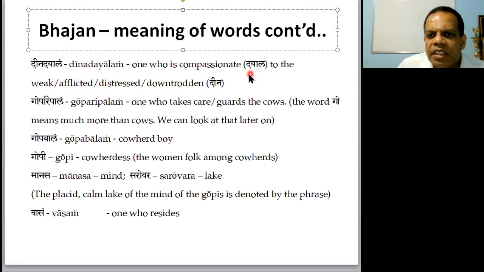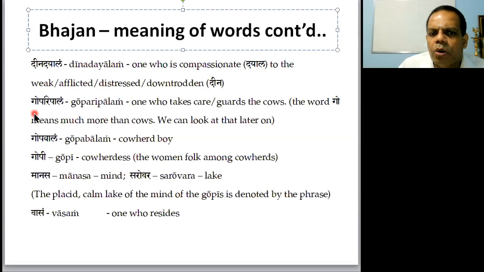The word dayala means one who is compassionate. Dina means one who is weak, afflicted, distressed, downtrodden, poor. All of that can mean. So Dina is weak people. Dayala means he's compassionate towards one who is weak and afflicted. Dina Dayalam. You will come across these words in many bhajans.